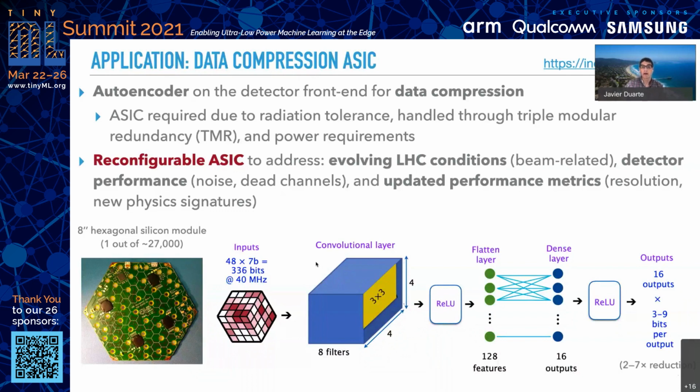The picture on the bottom left is a silicon module, one of thousands that are part of this new detector that's being built. The ASIC itself has the job of taking 366 bits that are coming in from the detector at 40 megahertz and reducing it by a factor of between 2 to 7, depending on some specifics of the detector geometry. The way we do this is using essentially an autoencoder, using the encoding part of the autoencoder. This also allows us to reconfigure and retrain it if conditions change.